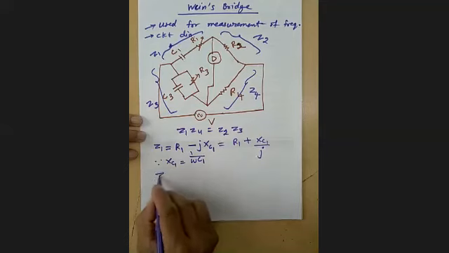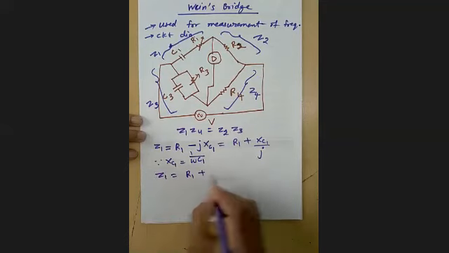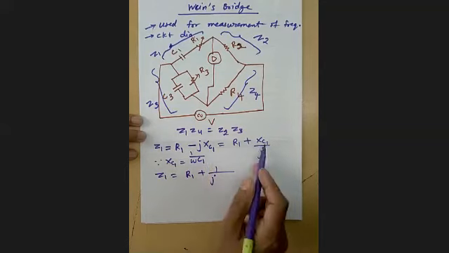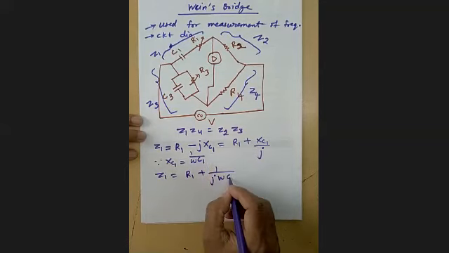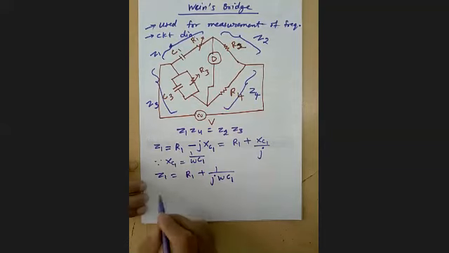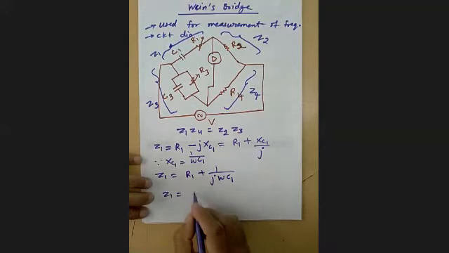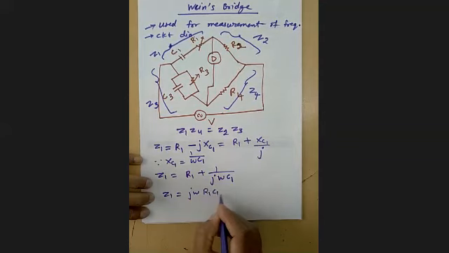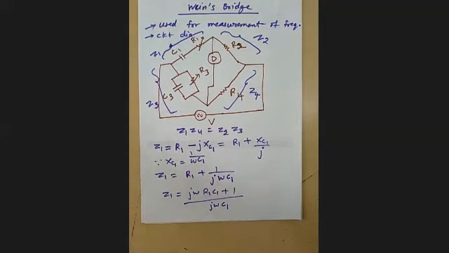So Z1 is equal to R1 plus 1 upon j, as it is. Put the value of XC1 here, so omega C1. Now this is the value of Z1. So Z1 is equal to, take the LCM here, j omega R1 C1 plus 1 upon j omega C1. Yes Sumit, R1 minus jXC1, you are right.